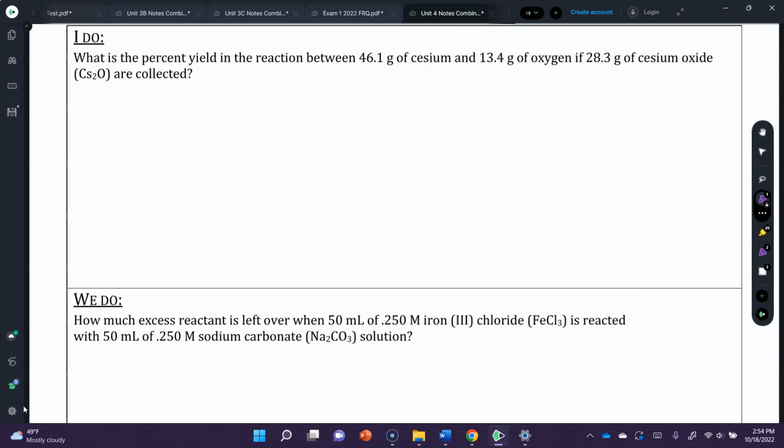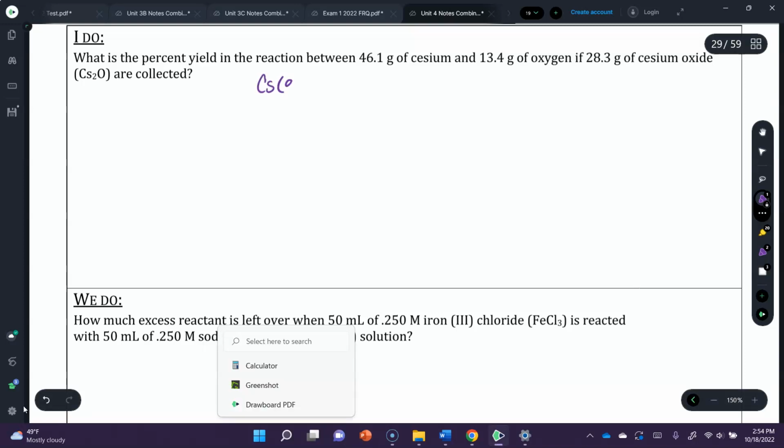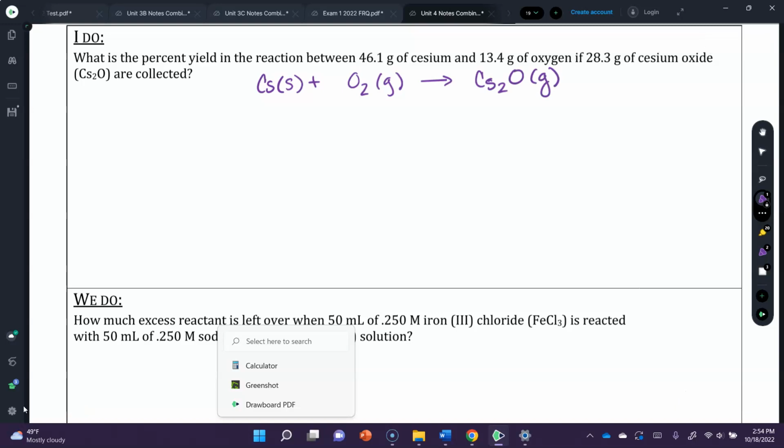Well, the first thing to be able to do any stoichiometric problem is you need to write a balanced chemical equation. So we're going to start with that. So we have cesium, and it doesn't give me a state of matter, but cesium is a metal, so we can assume it's probably a solid. And we're going to react that with oxygen gas, and we form cesium oxide, and that's probably a solid too because it's an ionic compound.